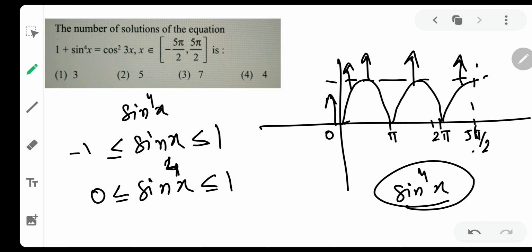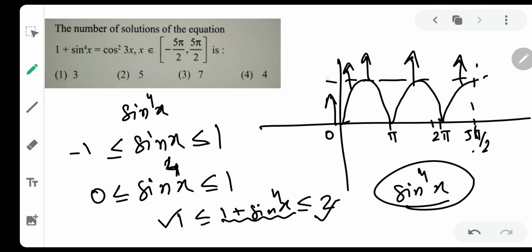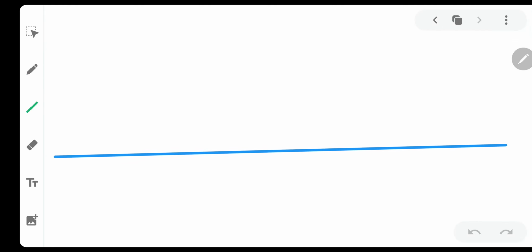So simple. And there's one more thing I need to tell you: add 1 on both sides. So it will be something like this. It means the range of 1 plus sin^4 x is from 1 to 2. You can simply see this max value was 1, pull it 1 unit upwards, so it will reach up to 2. Then 0 is the min value, pull it 1 unit upwards, so it will reach up to 1. So the range of the function will be 1 to 2. On the next page I'll draw this graph. Let us draw this graph.